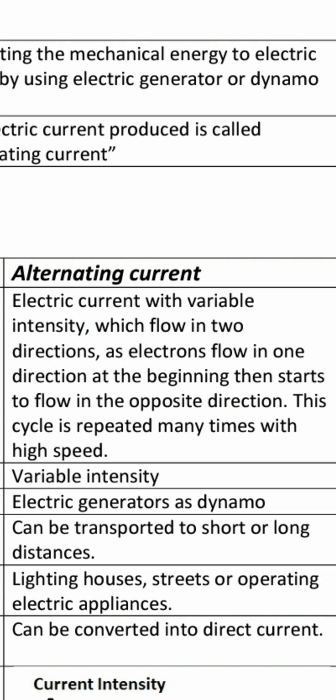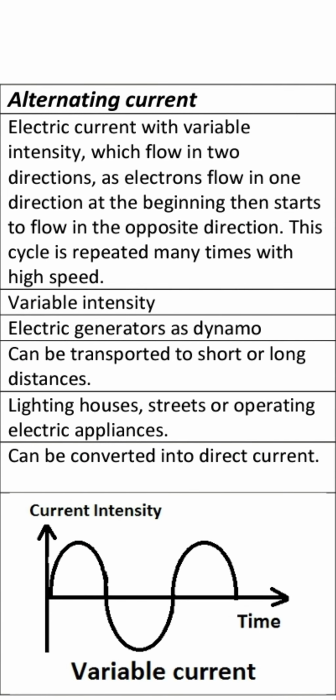is that it is the electric current with a variable intensity. Its intensity can be changed, and it flows in two directions. As electrons flow in one direction at the beginning, then start to flow in the opposite direction. So it is variable in direction. This cycle is repeated many times with high speed. So the alternating current is variable in direction, and also it is variable in intensity. You can change its intensity.